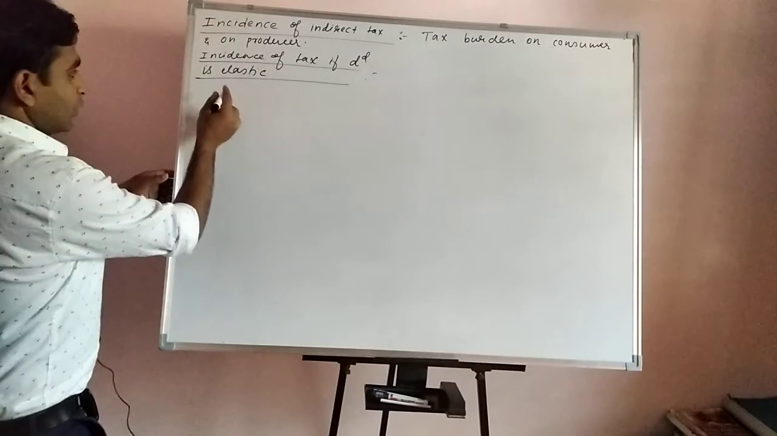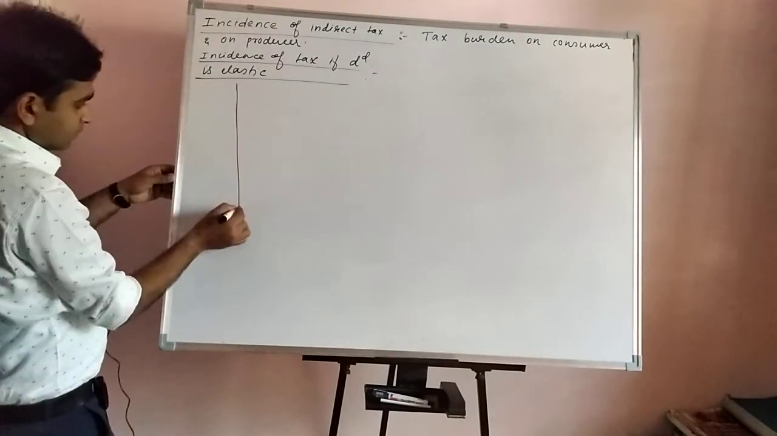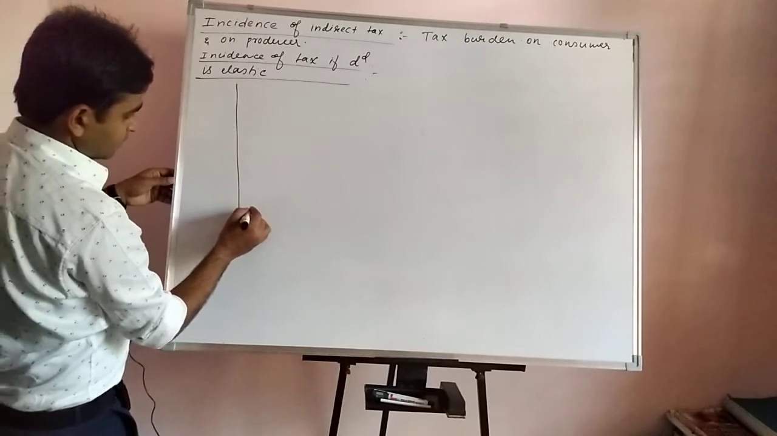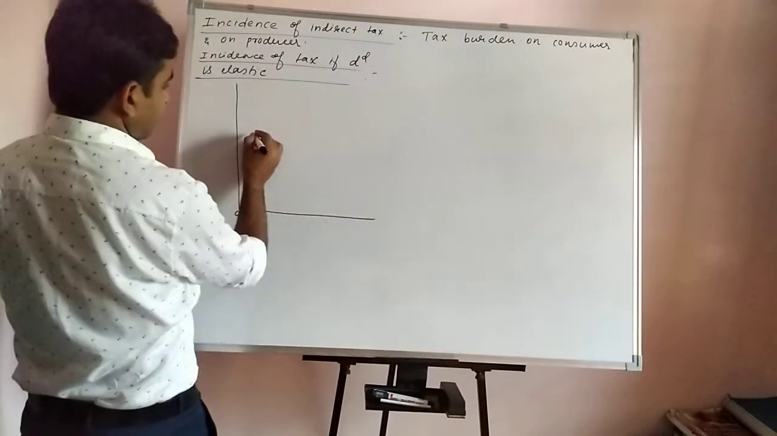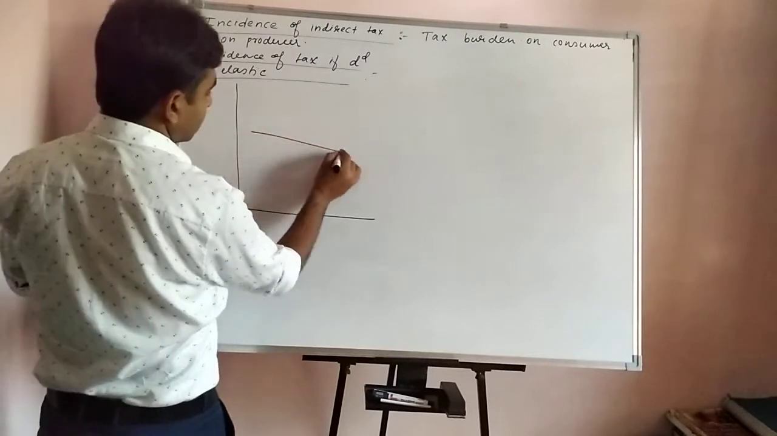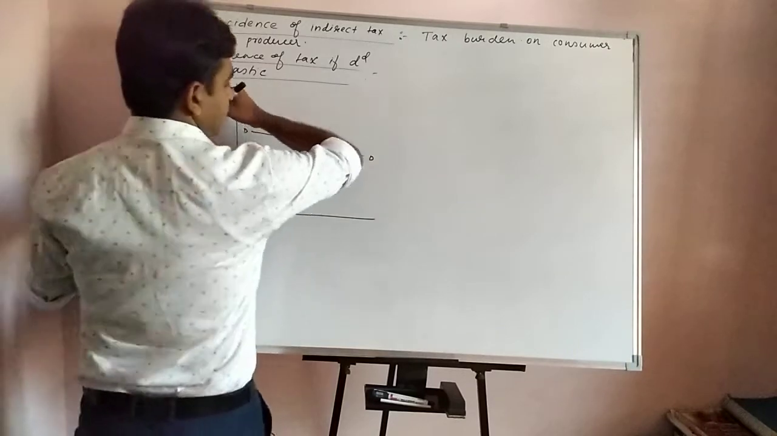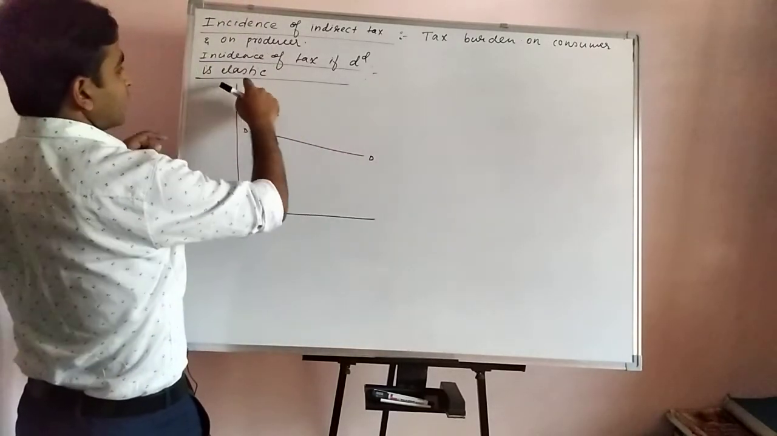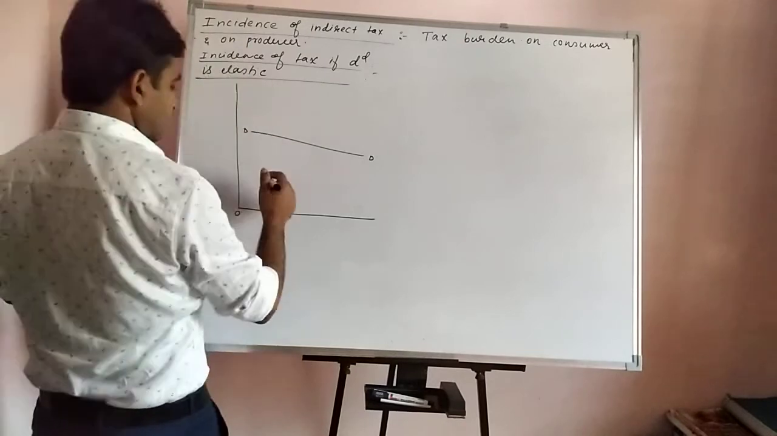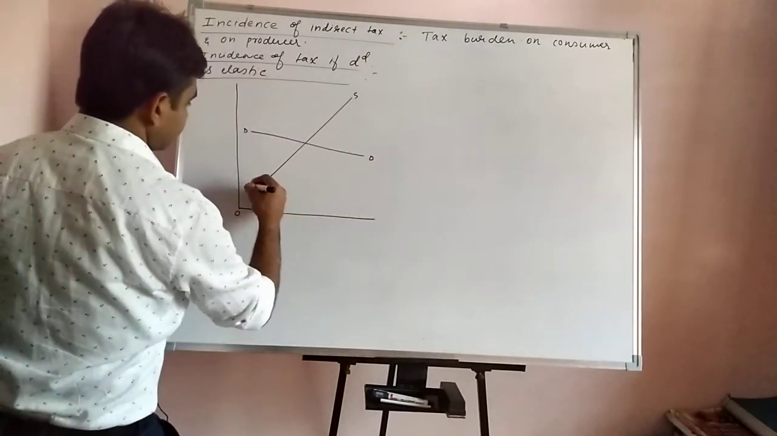Okay, so for this we have to draw a flatter demand curve. It will be like this, D. So it is a flat demand curve. Why are we drawing a flat demand curve? To show demand is elastic. Our supply curve will be a normal supply curve.